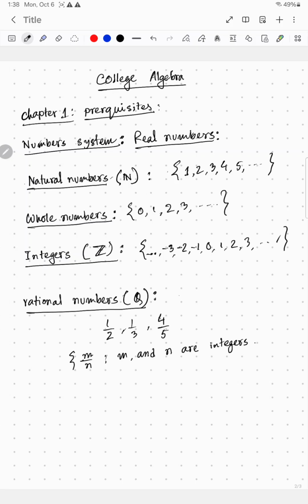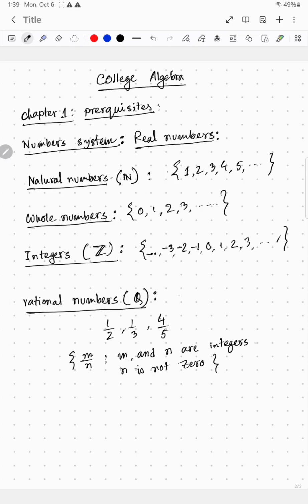Okay, but we have one condition here: n is not 0. The thing is, we cannot divide any number by 0. Throughout the whole calculus, we're not going to do this. We will not divide any number by 0. We don't know what that is. We call it undefined. So these are the rational numbers.